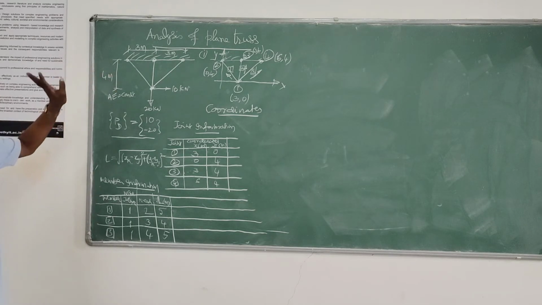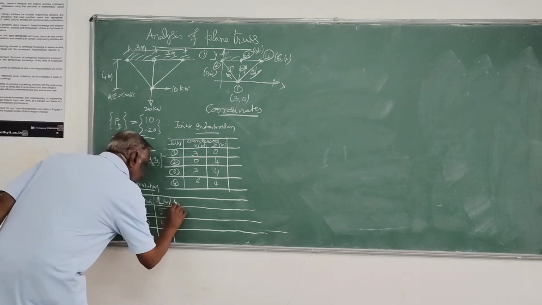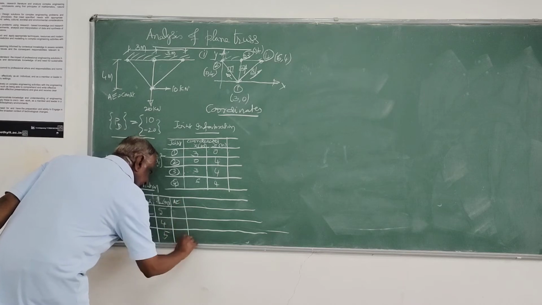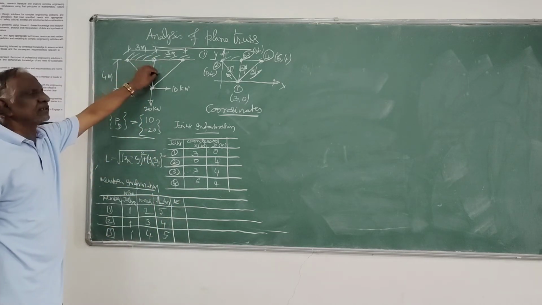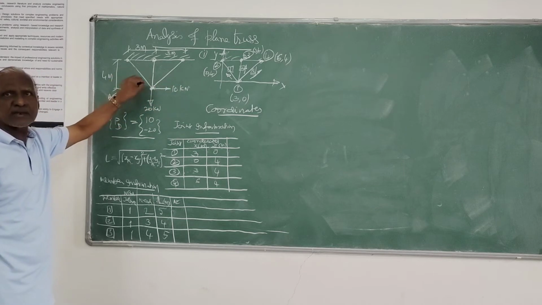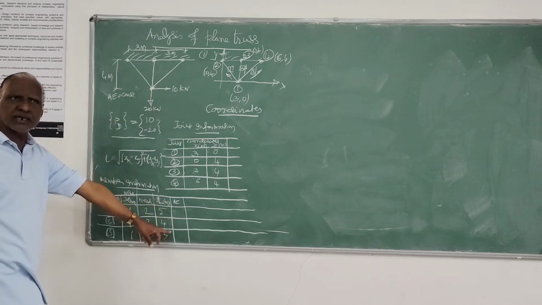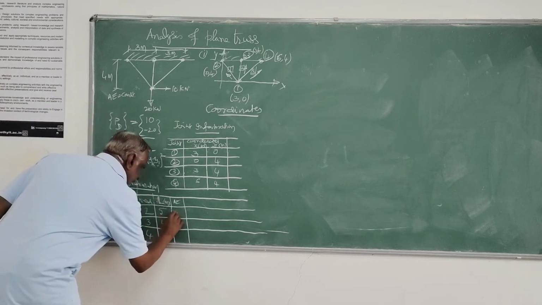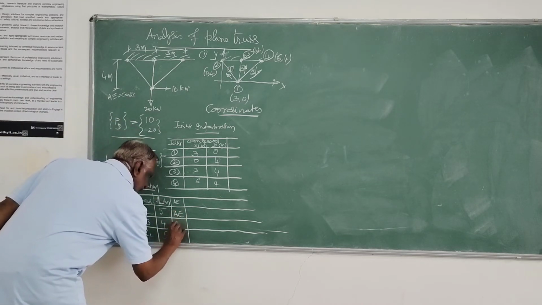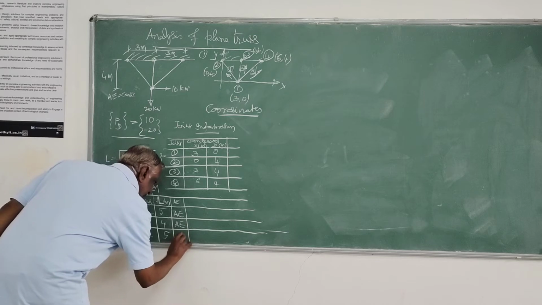A is constant here, otherwise you can open one more column. If A is different, then you can find it out if they give the area of cross section separately. If E is also given, then you can work out AE in the same units. You have to work it out and write it. Here it is AE, AE, AE.